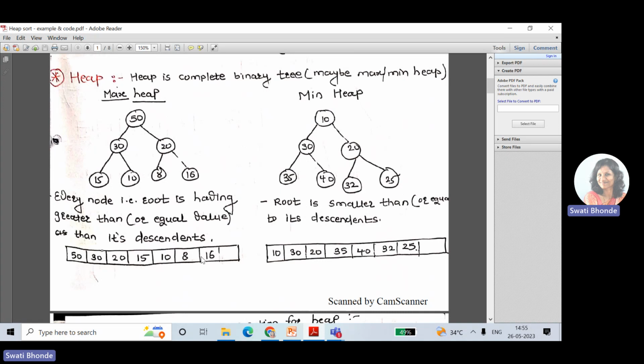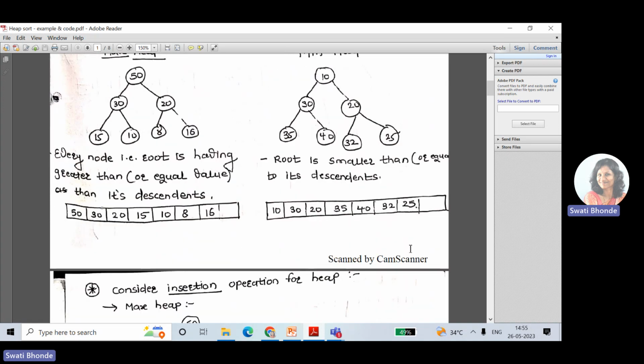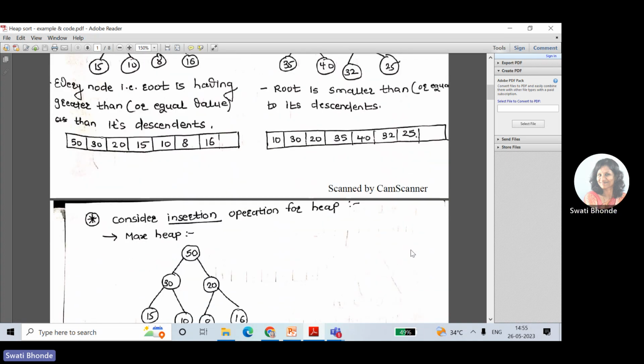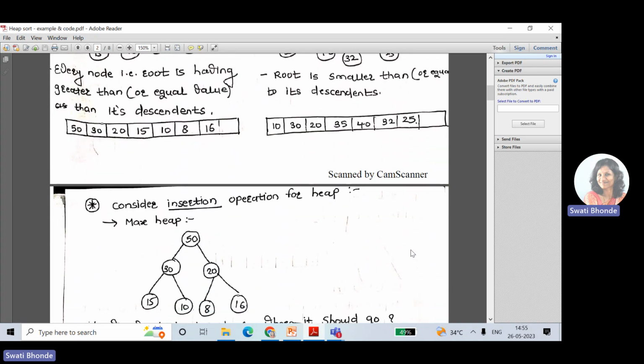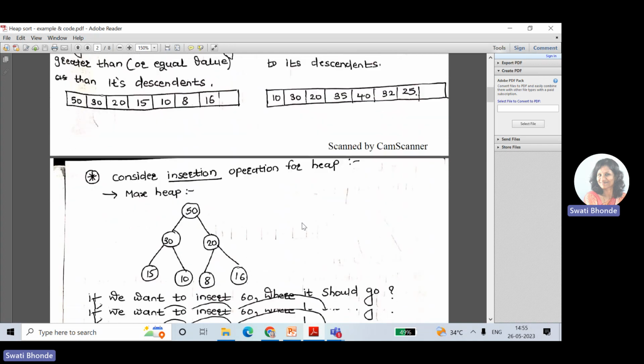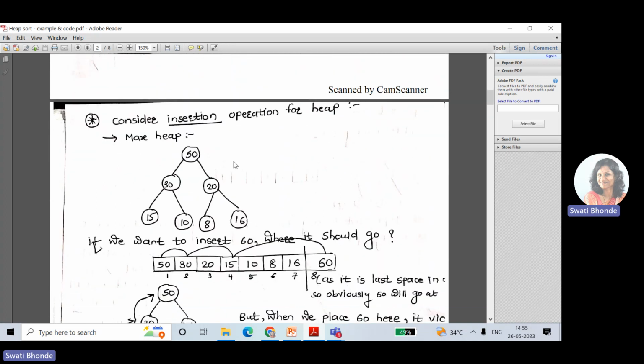And yes, the corresponding array representation for this max heap and min heap is shown over here in the figure. Now, let us have a glance at how the insertion operation happens in the heap tree. So this is called a max heap, where you can see the value of the root is greater than its children, and the root is greater than all descendant nodes in the tree.